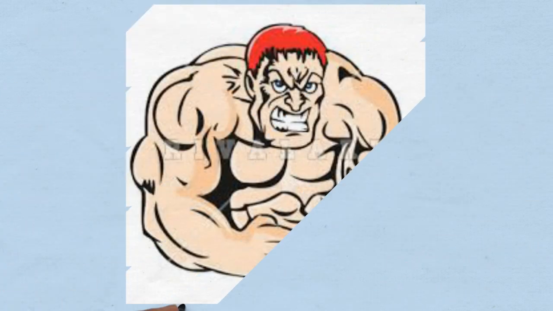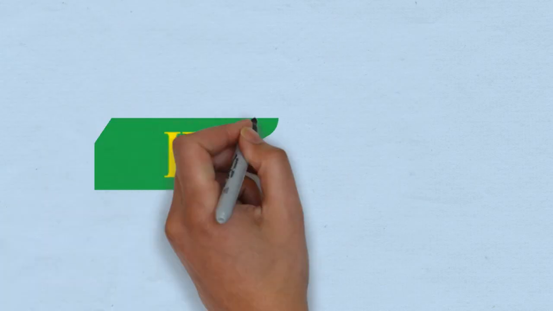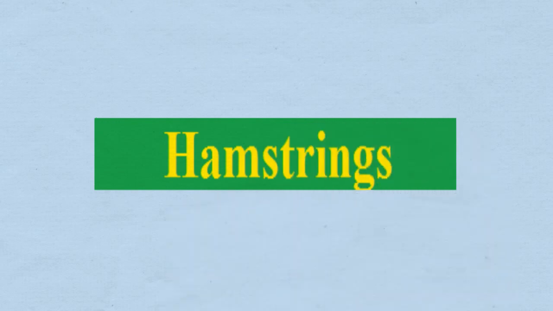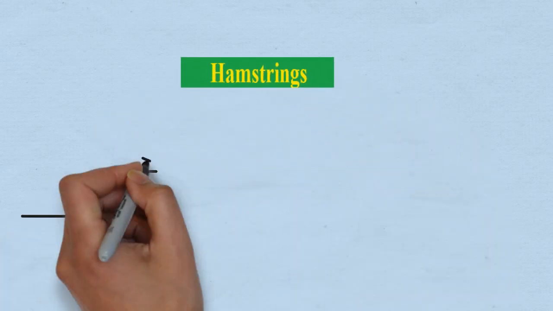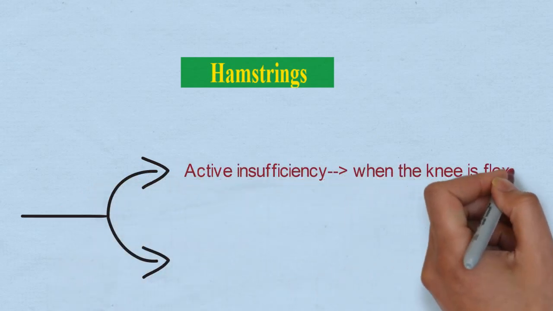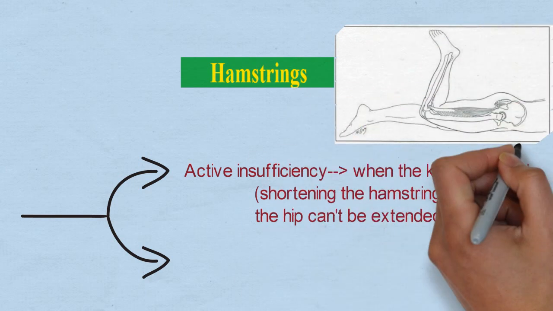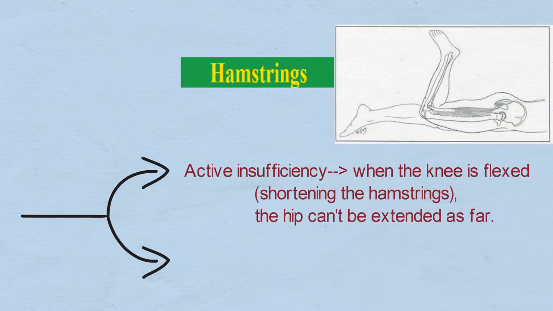So in our body there are many two joint muscles where we find active and passive insufficiency. First is the hamstring. We'll see the hamstring active and passive insufficiency. What is active insufficiency for the hamstring? As we saw, when the knee is flexed, the hip can't be extended as far, like during the shortening of the hamstring, where the hamstring muscle is actively involved producing contraction in both the joints, but it fails when the muscle is simultaneously producing movement or contraction in both the joints.